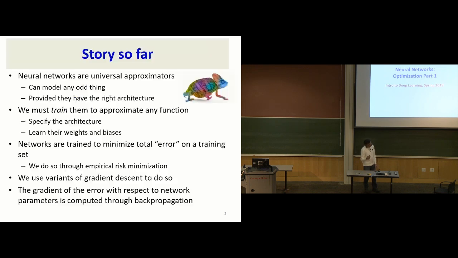Now, in the last class, what we've seen so far was that neural networks are universal approximators. They can model any function at all, provided they're given the right architecture. But we must train them to approximate the function that we want them to model. What we mean by training them is that we must learn their weights and biases. We learn the weights and biases to minimize the total error on our training set, and we do so through empirical risk minimization. We use variants of gradient descent to do so, and the gradient of the error with respect to network parameters is computed through backpropagation. This is what we've seen so far.